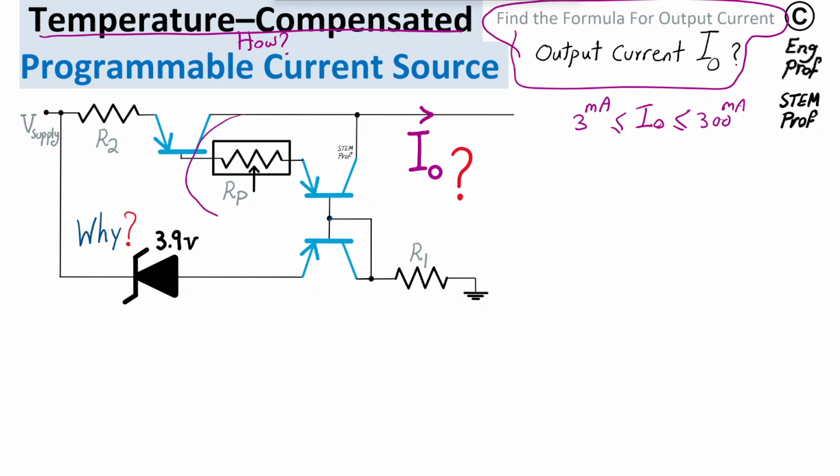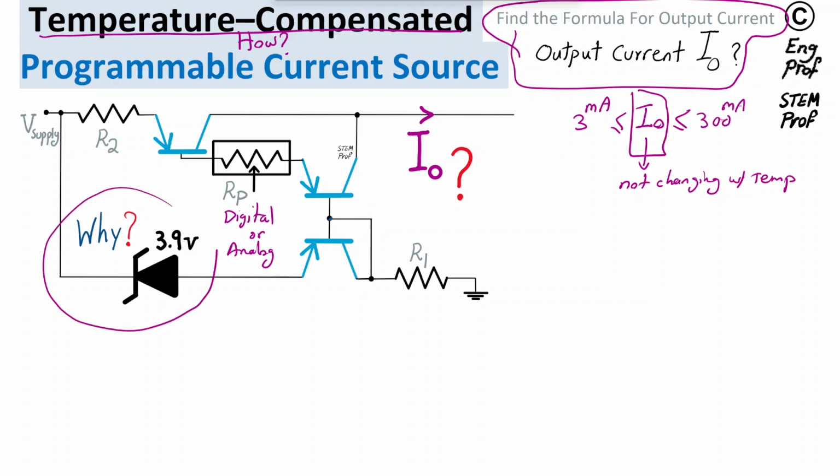As soon as we set the value of the potentiometer, the variable resistor in the circuit, whether it's a digital potentiometer or analog potentiometer, that would establish a specific value for Iout in this range. We want it to be constant, or fixed, not changing with temperature. That's the meaning of temperature compensation. How can we achieve that?